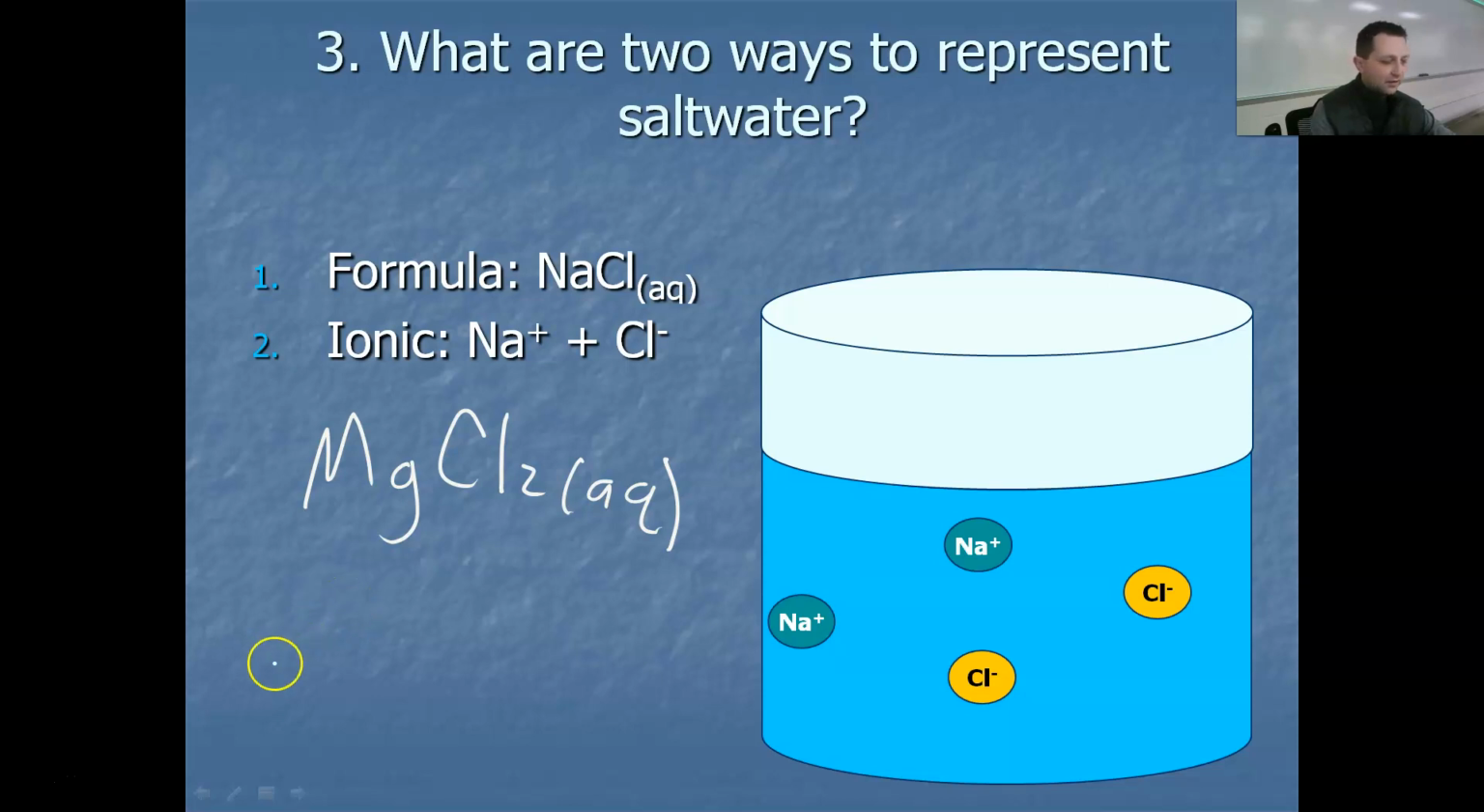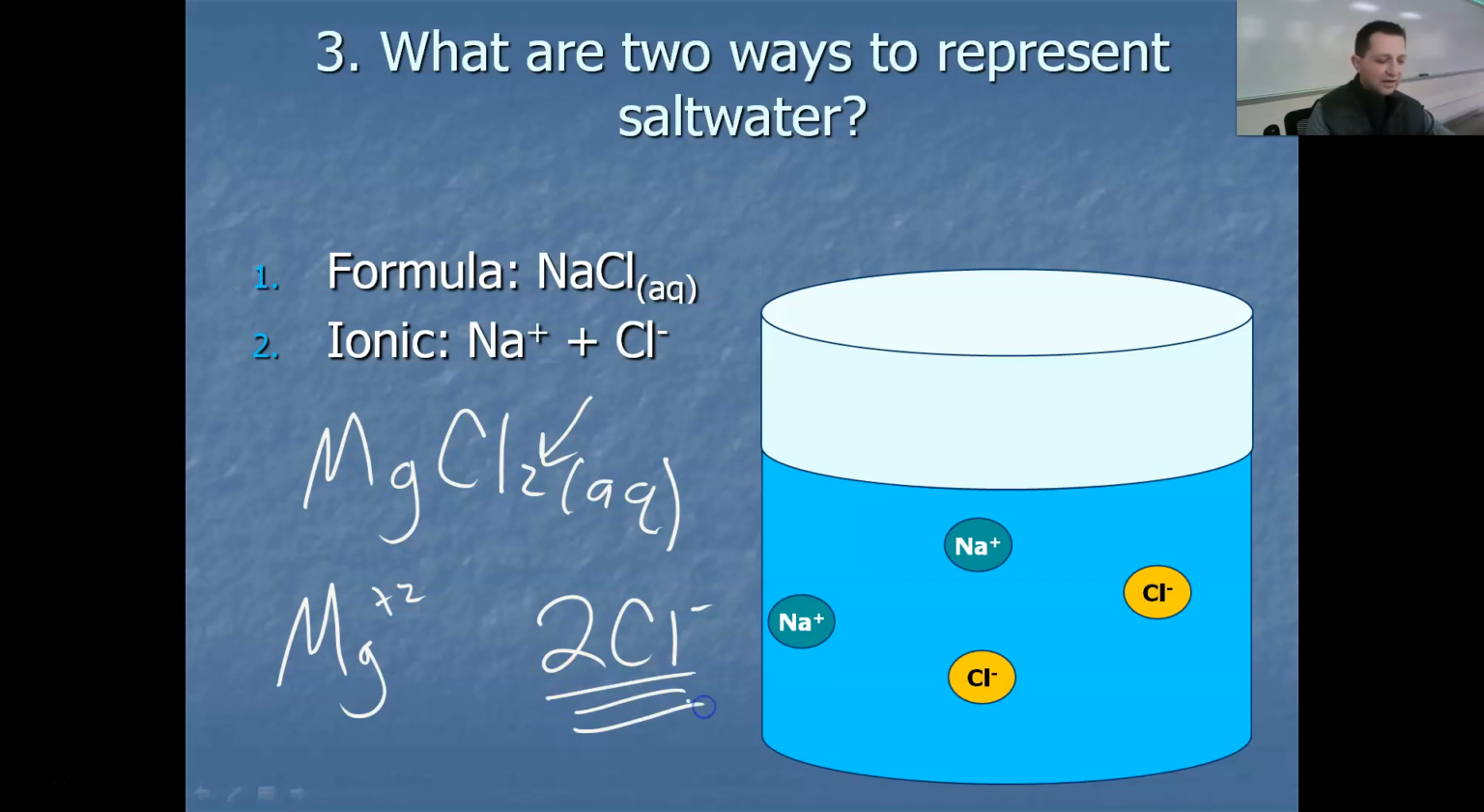Your ionic, though, is going to be a little different. You have Mg+2, and then you have 2 chloride ions. Magnesium chloride dissociates into a magnesium ion and 2 ions of chlorine. I do this a lot in AP Chem when we talk about solubility equilibrium, and we're using it a lot here with net ionic equations that we're going to end up writing. So we have 2 chloride ions dissociating with MgCl2, so we would have a little coefficient there in front of it.